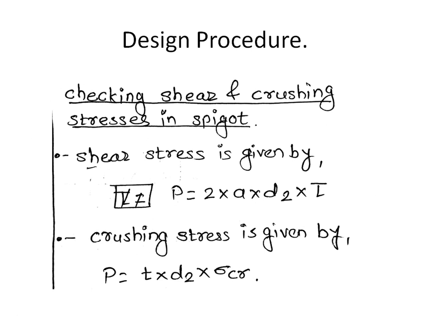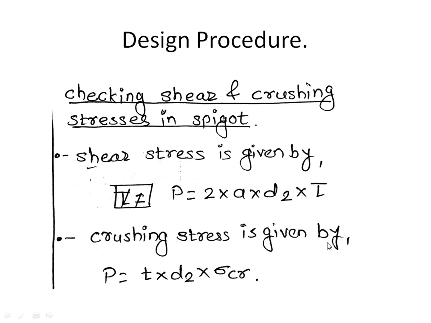Next, after calculating all these dimensions, finally you have to check the shear and crushing stress induced in the spigot. The shear stress can be checked by the following equation, which is P is equal to 2 into a into d2 multiplied by tau. In this equation, you have to put the value of load, value of a, and calculated value of d2 from the previous equations. You have to calculate the value of tau, which is then compared with the allowable shear strength of the material, which is given in the problem. If the value is less, then the design is safe. If the calculated value is greater, then the design is not safe.